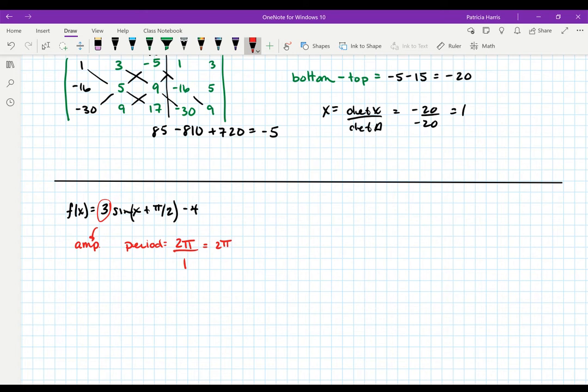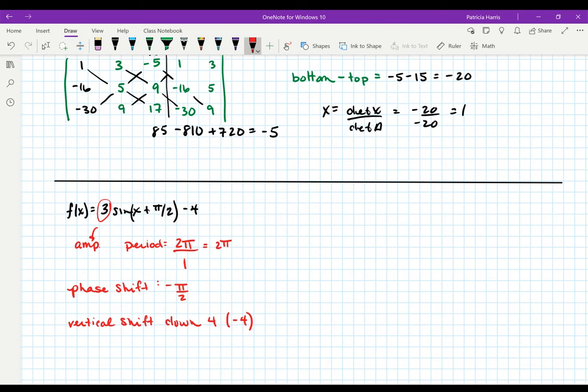And then phase shift. Now, since this guy is x plus pi over 2, you don't have to do any division by b, and your phase shift is going to be negative pi over 2. Remember, it's always the opposite sign because you are in the parentheses. And then we have a vertical shift down, or you could say negative 4.